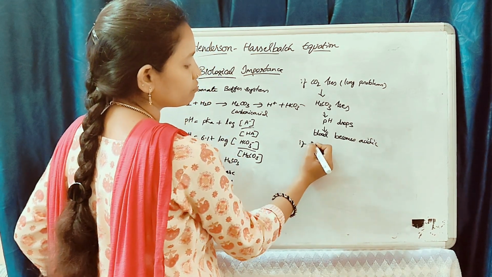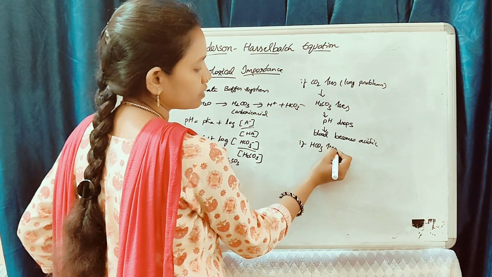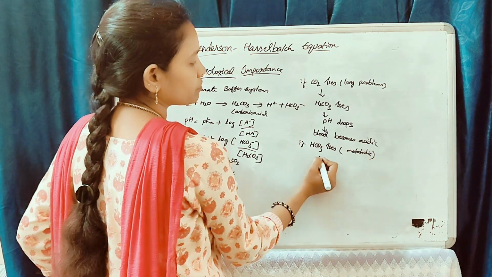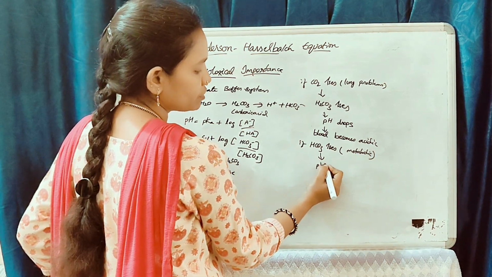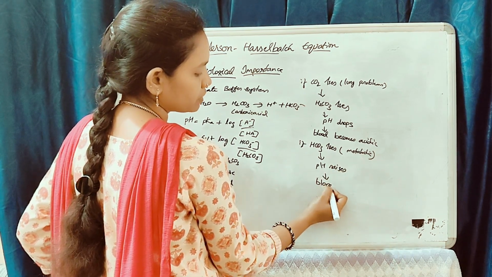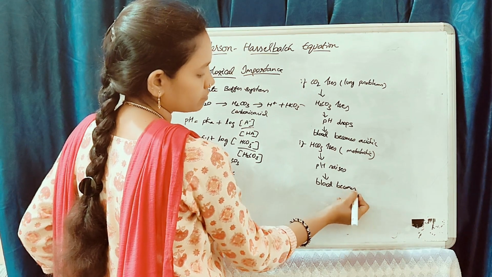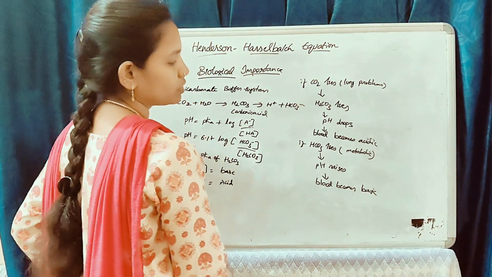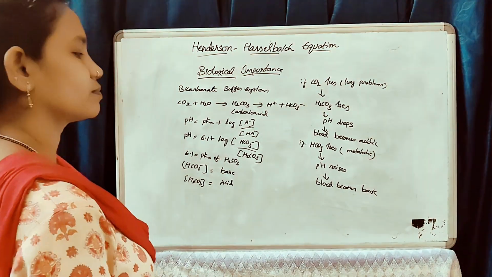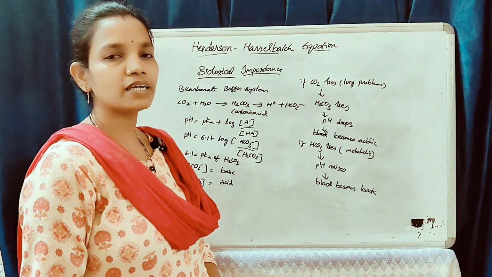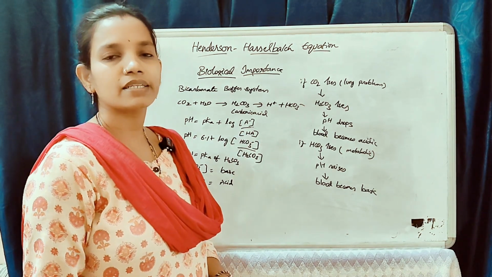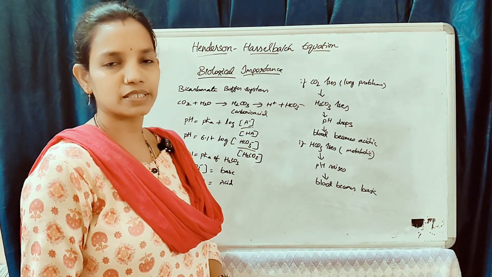If the bicarbonate level increases, like in metabolic conditions, what will happen? pH rises. If pH rises, what will happen? Blood becomes basic, right? So using this equation, doctors can easily measure the actual pH of the blood. Doctors can measure the levels of carbon dioxide and bicarbonate, and they can calculate the pH of the blood.